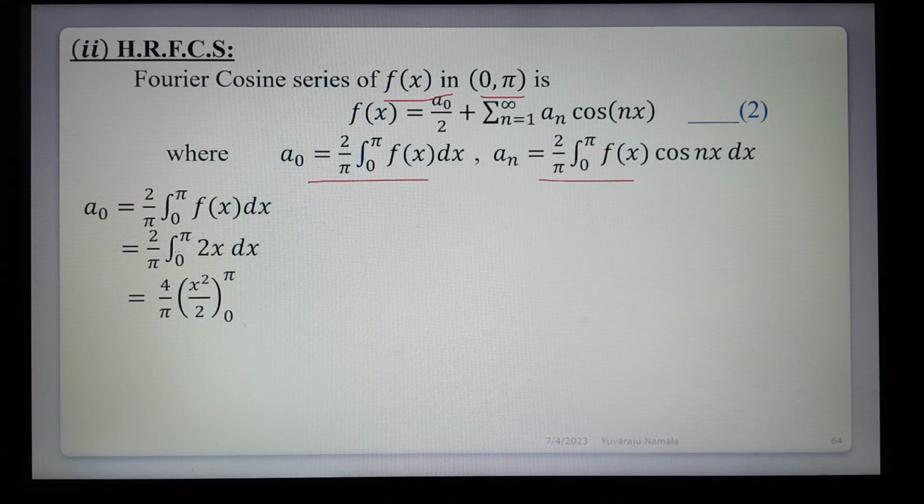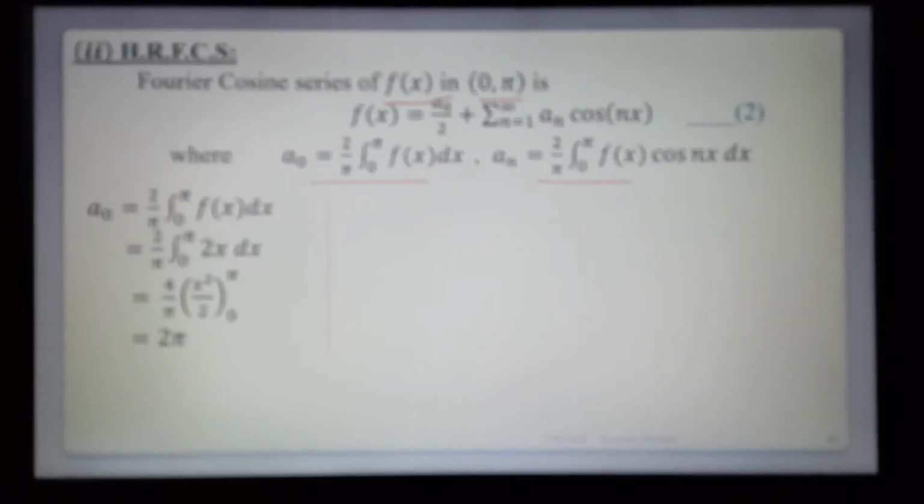So 4 common, 4 by pi, x square by 2, limit 0 to pi, so that is equal to 2 pi. So this is the a0 value.